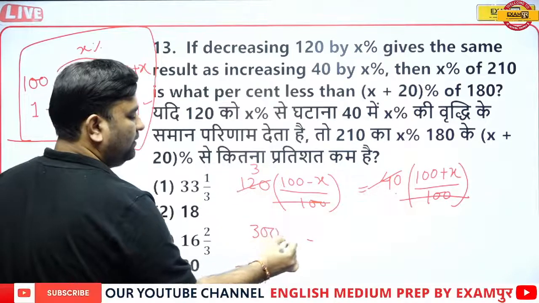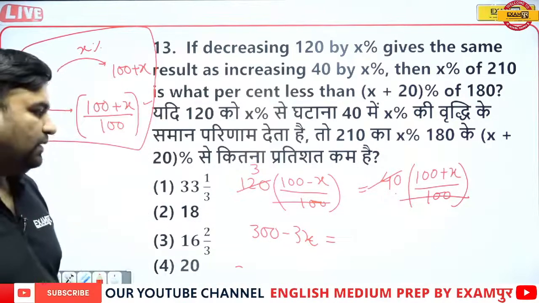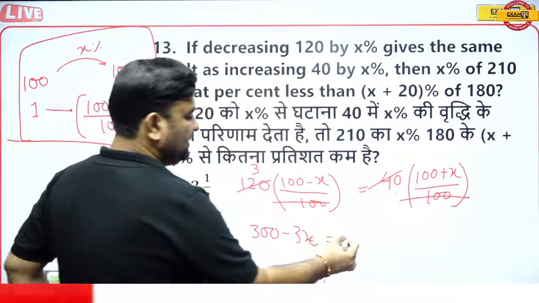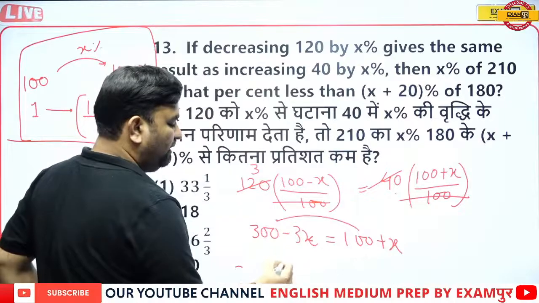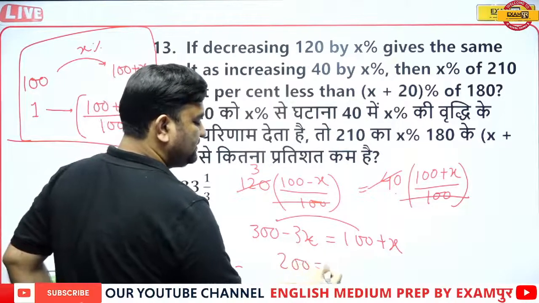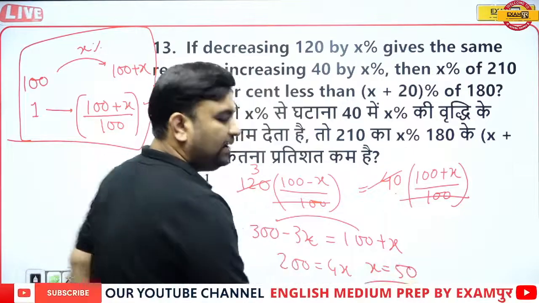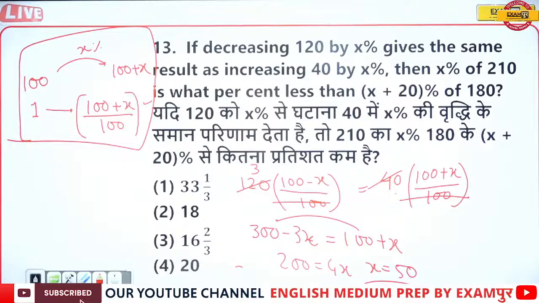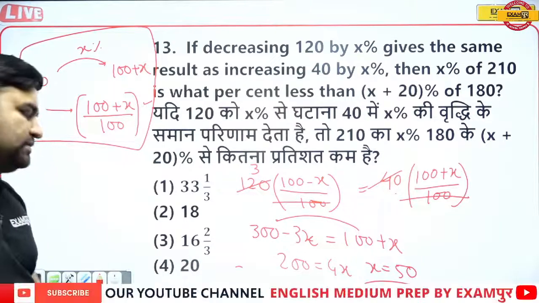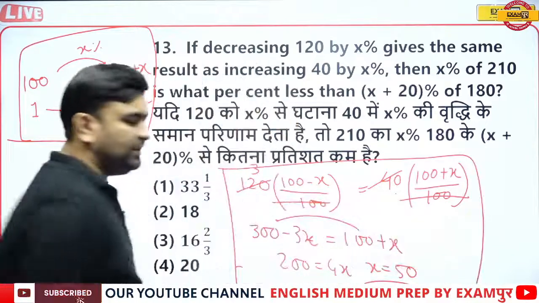300 minus 3x is equal to 100 plus x. Take this over here: 200 is equal to 4x. X comes out to be 50. One part of the question is done.